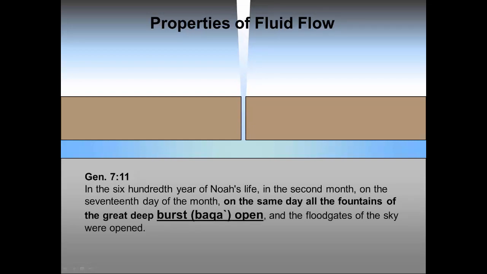In the 600th year of Noah's life, on the second month, on the 17th day of the month, on the same day, all the fountains of the great deep burst open, and the floodgates of the sky were opened. This is the first time in the Bible that any event is recorded so precisely down to the day. They obviously witnessed something much more than a heavy rainstorm.